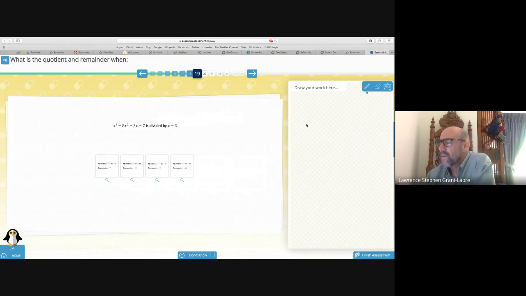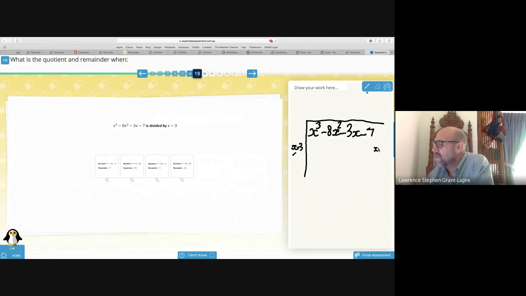All right. A few ways you could do this. I'm going to do it the long division way. Divide by x minus 3. So we want x times something to be x cubed. X cubed. And that's going to be x times x squared.